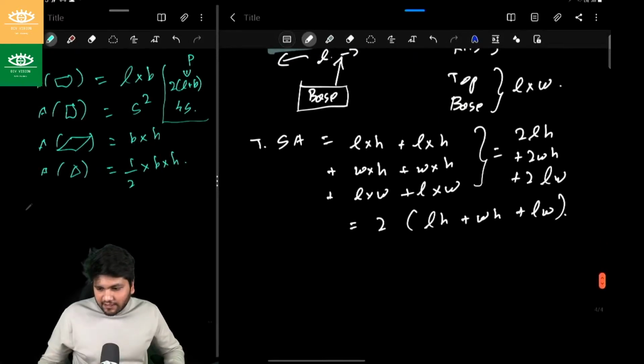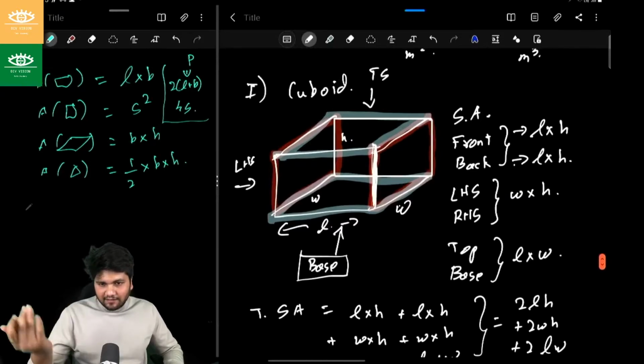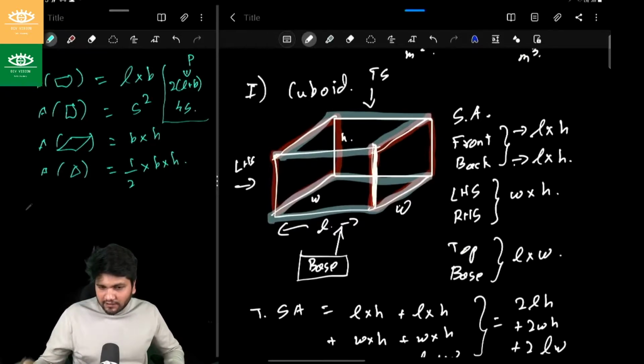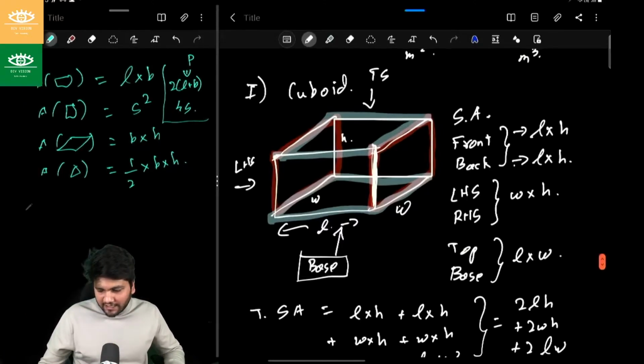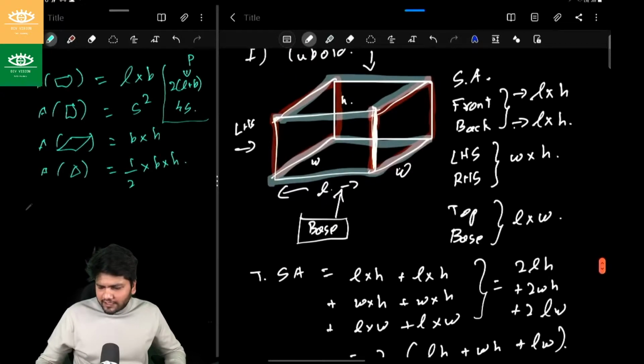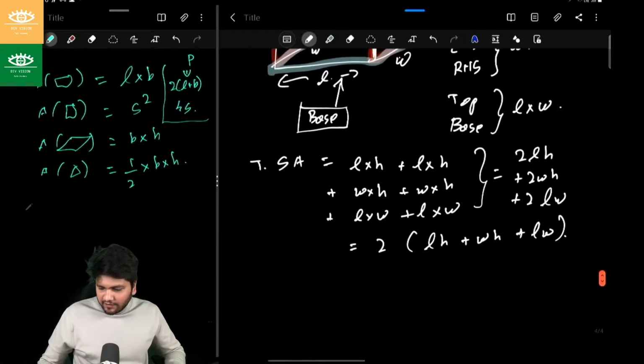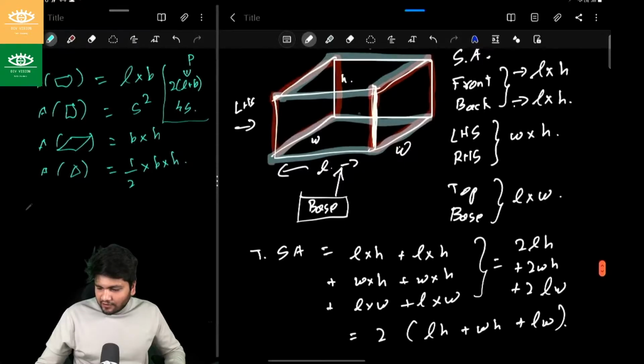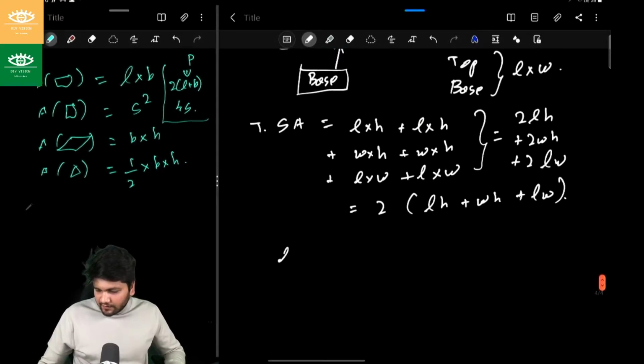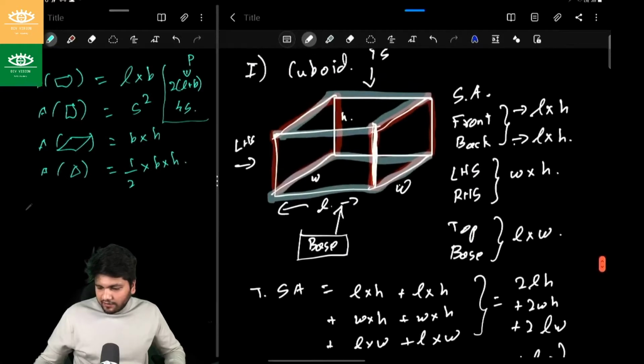If you talk about lateral surface area, what does it mean? Whatever surfaces you can see if you walk around the shape, that's basically the lateral surface area. If you're standing here, for example, and you're moving around this shape, whatever surfaces you cover, that's going to be the lateral surface area. For that, we are going to cover only 4 sides: left hand side, right hand side, front and back. So it's going to be length into height, twice of course, because of front and back.